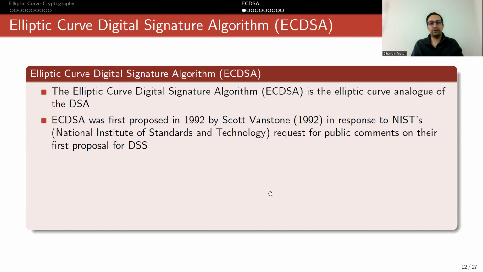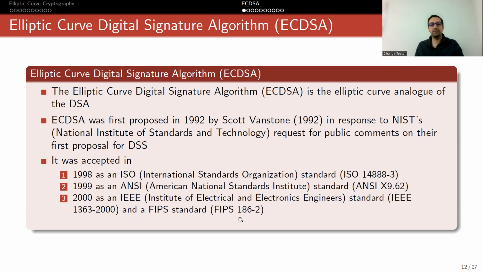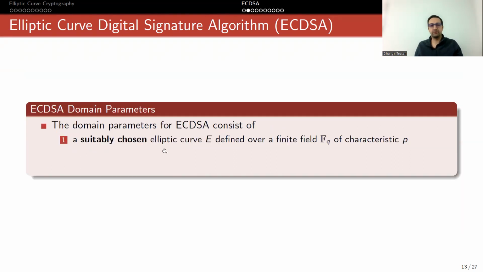So elliptic curve digital signature algorithm was first proposed in 1992 by Scott Vanstone in response to NIST request for public comments on their first proposal for DSS. It was accepted in many standards, actually, like 1998 as an ISO standard, ANSI standard, IEEE standard, and it is also included in many standards in the last 2 decades. As I mentioned before, the current NIST documentation removed DSS or DSA and prefers elliptic curves instead of the standard digital signature algorithm.